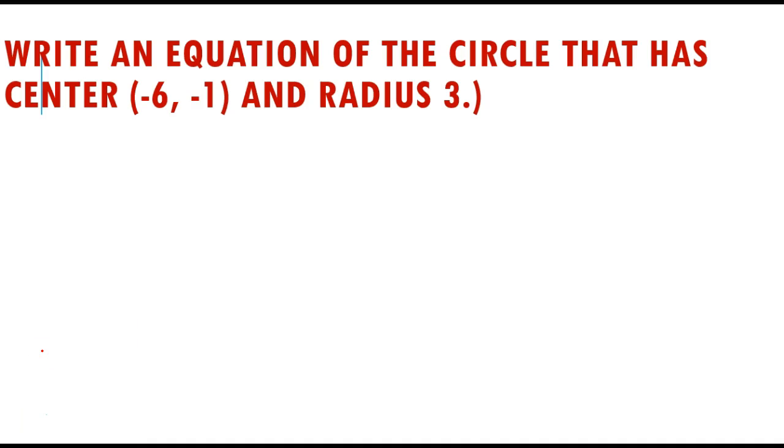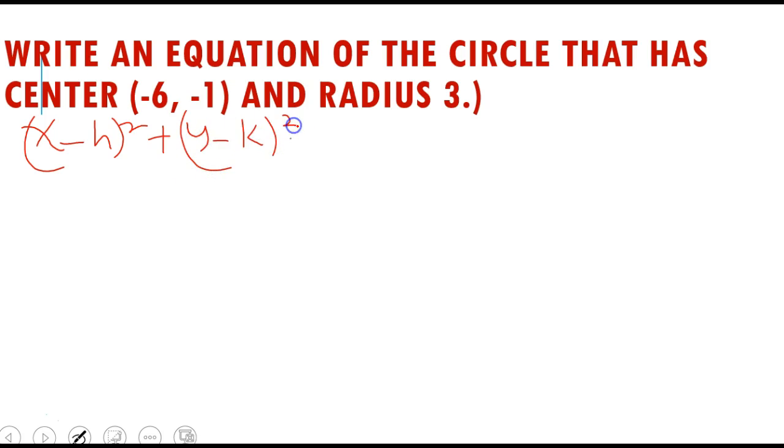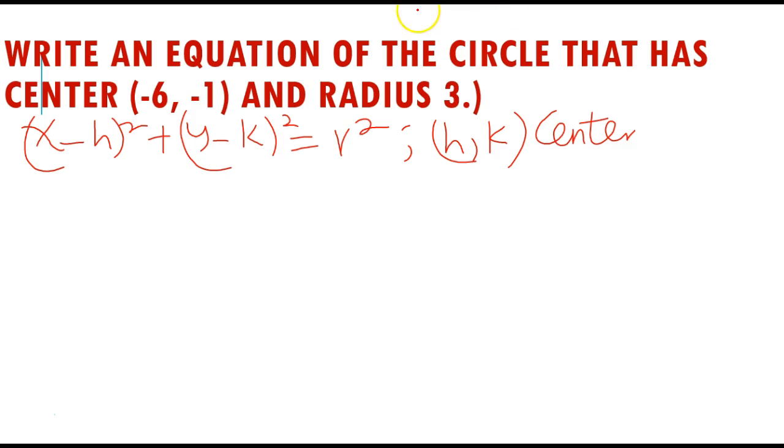Again, it's x minus h squared plus y minus k squared equals radius squared. And (h, k) is the center. So that's what we need to remember. All we need to write an equation of a circle is just the center and the radius. Once we know the center, we just plug them into this equation and we have it.